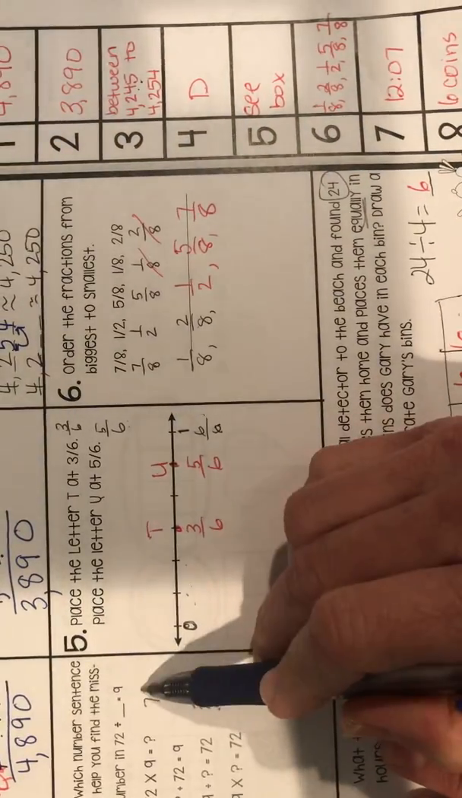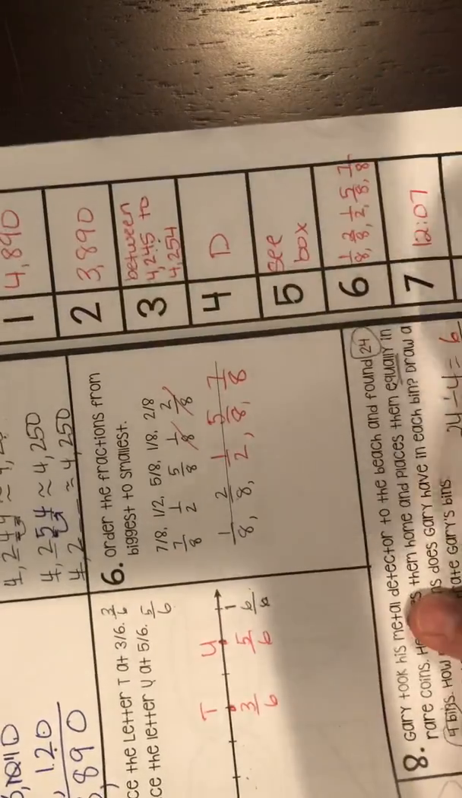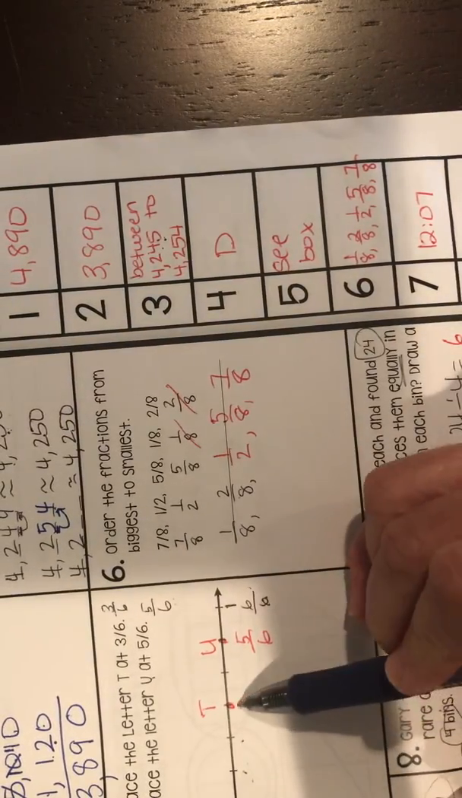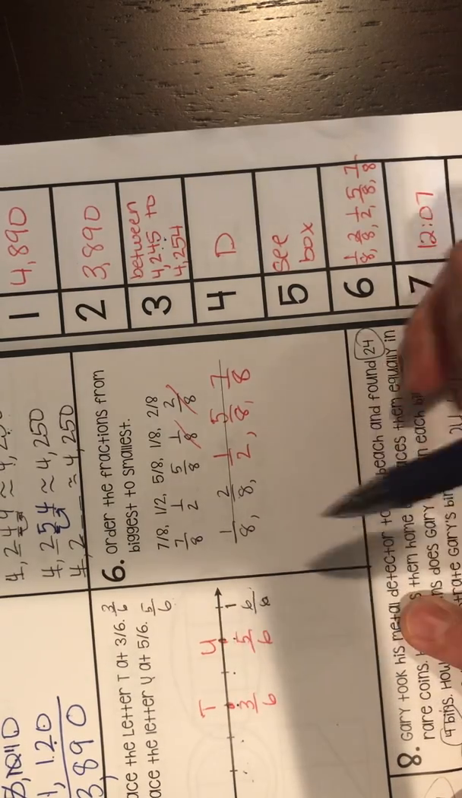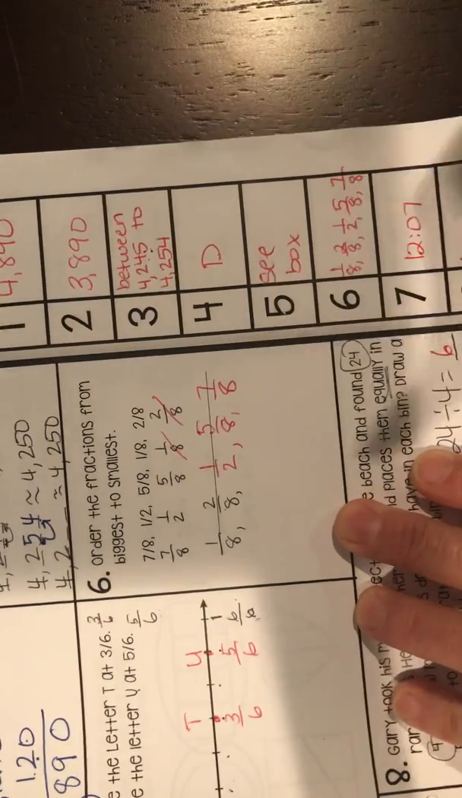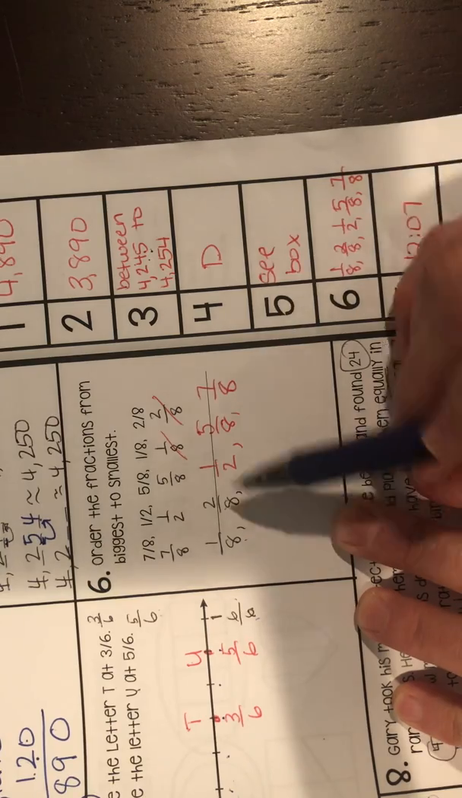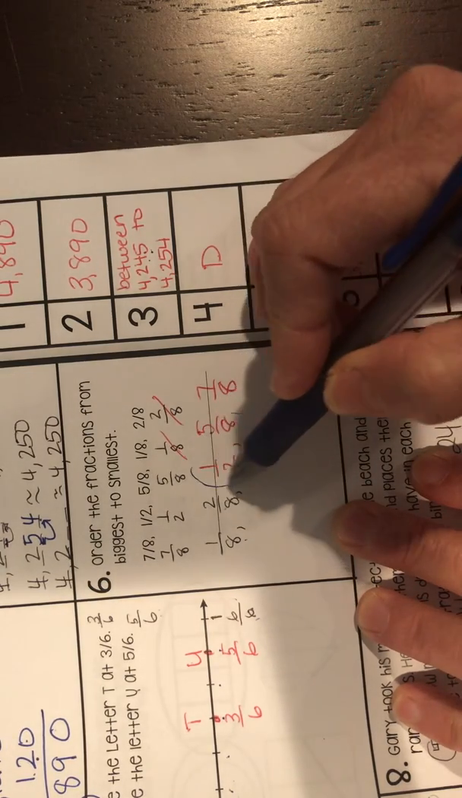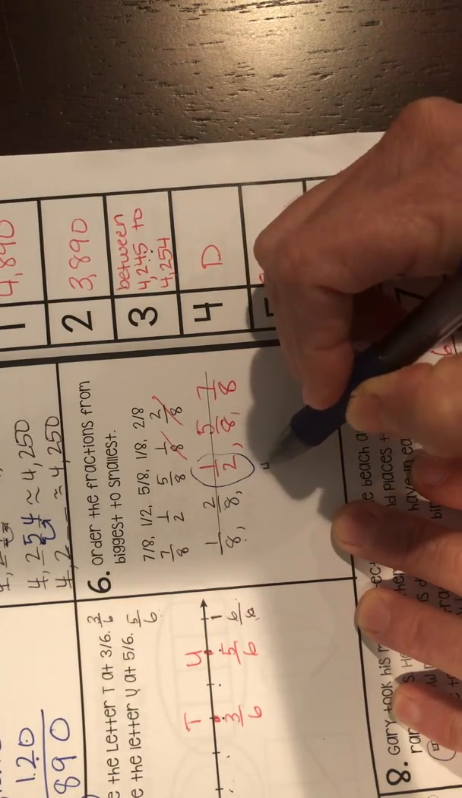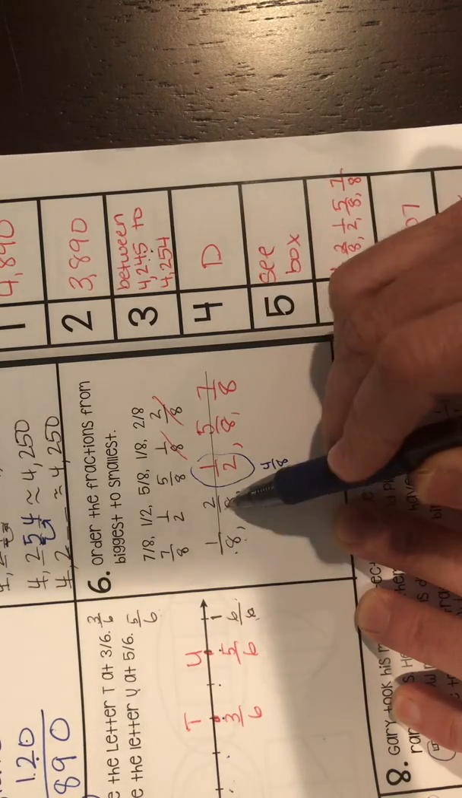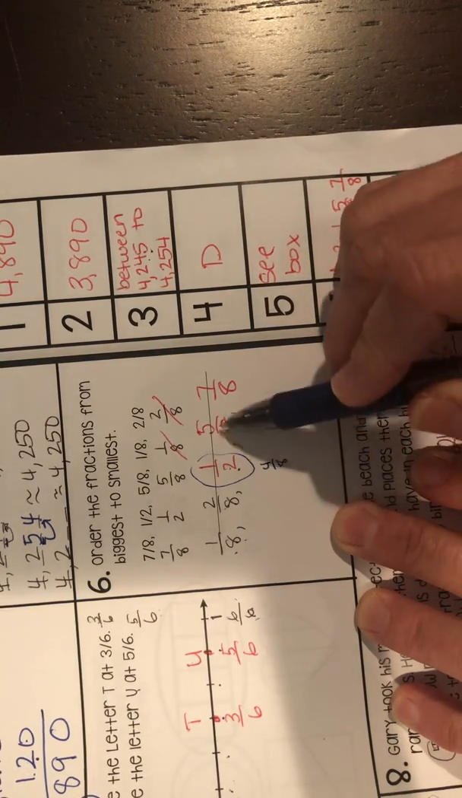9 times what equals 72? And for here, you know that's 6, 6. So this would be 1, 6, 2, 6, 3, 6, 4, 6, 5, 6, and 6, 6. Using your fraction flip book, you should be able to figure out that 1/2 was the same as 4/8. Okay, so it would be 1/8, 2/8, 1/2, which is 4/8, 5/8, and 7/8.